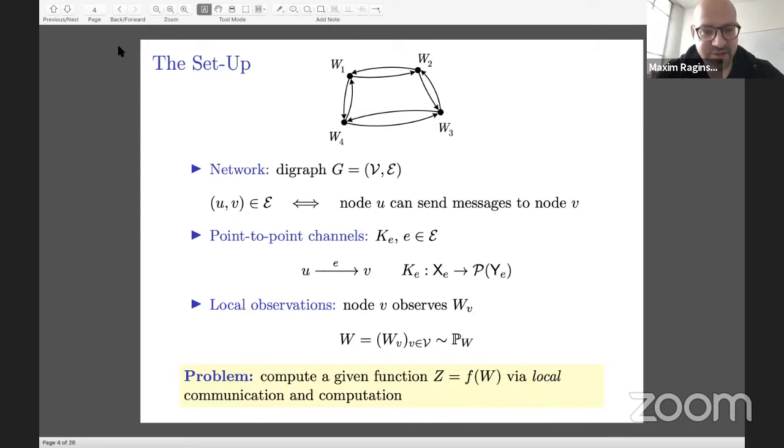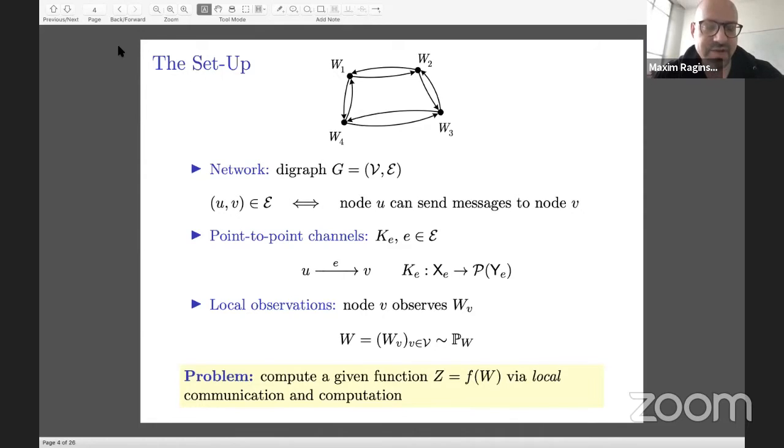Each edge is associated with a channel, which we're going to denote by K_E. So the edges label the channels. And we view channels as transformations, right? So we have an alphabet corresponding to communication from node U to node V, and an input symbol from that alphabet gets mapped to a probability distribution over output symbols. It's standard, and we start with local observations.